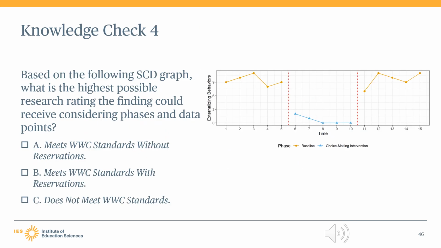Knowledge check 4. A treatment reversal withdrawal design with one case reports the following figure. Based on the following SCD graph, what is the highest possible research rating the finding could receive when considering the number of phases and data points? Your choices are meets WWC standards without reservations, meets WWC standards with reservations, does not meet WWC standards. You may want to pause the video now to think about your answer.